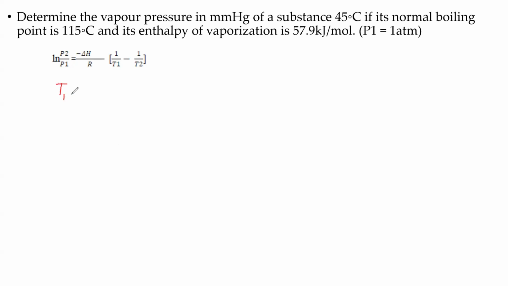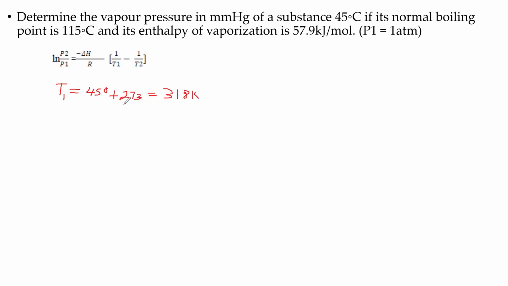We have T1 here. T1 is at a temperature of 45 degrees centigrade. This is simple: we have to convert it to Kelvin, so 45 plus 273, and after we add this, we have 318 Kelvin.